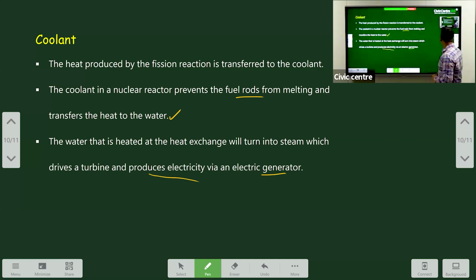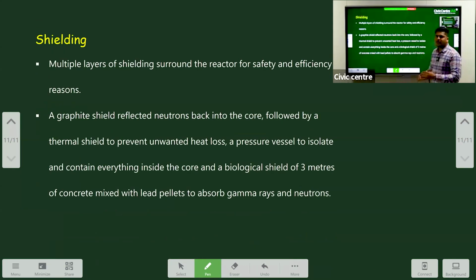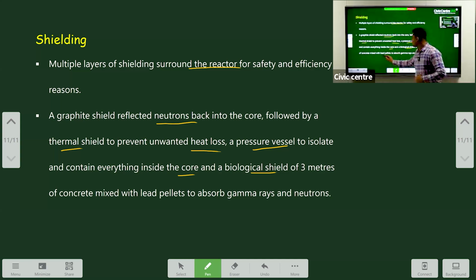Now the last one we have is the shield. Multiple layers of shielding are required to protect us and also make the environment safe, right? So these multiple layers of shielding will surround the reactor for safety and efficiency reasons. A graphite shield will reflect the neutrons back into the core. Then we have a thermal shield to make sure that there is no temperature or heat loss, because that will reduce the efficiency. Then we have a pressure vessel to isolate and contain everything inside the core. And lastly, a biological shield to protect us from the gamma rays or the nuclear radiation, which is concrete mixed with lead pellets to absorb the gamma rays and neutrons, right?